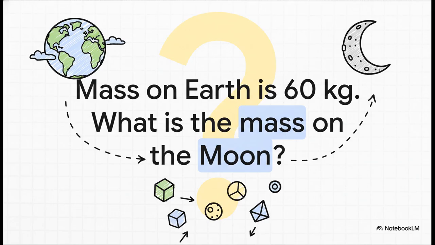And with that, I will leave you with a final thought to test your understanding. So think about this. If a person has a mass of 60 kilograms on Earth, what is their mass on the moon? Think carefully about what we learned today. The answer is in the most important property of mass.